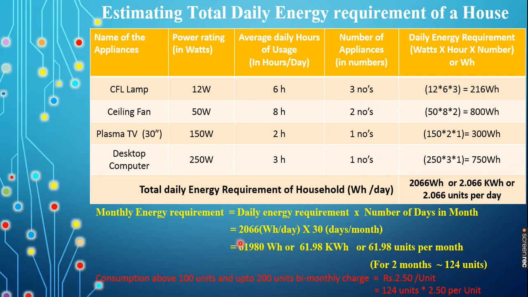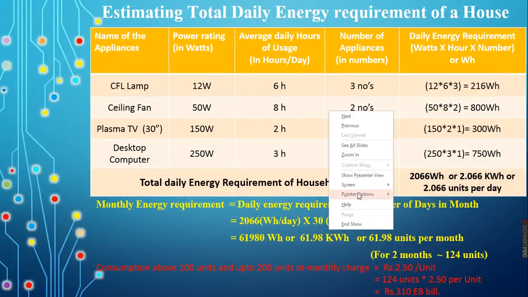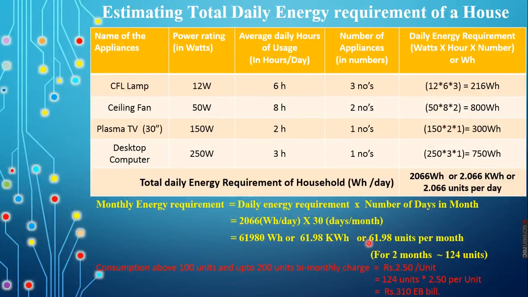We need to convert it to kilowatt hour. For that conversion, we divide 61,980 watts hour by 1000. We get 61.98 kilowatt hour, or in units, 61.98 units per month. In our calculation, the total monthly units is around 61.98 units per month. Like this method you can calculate for the electrical load also.